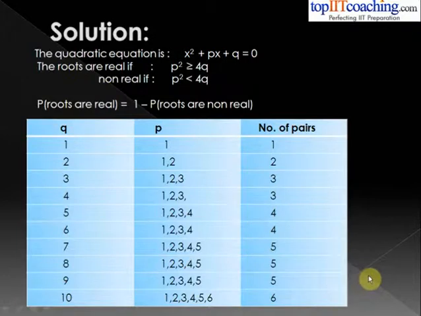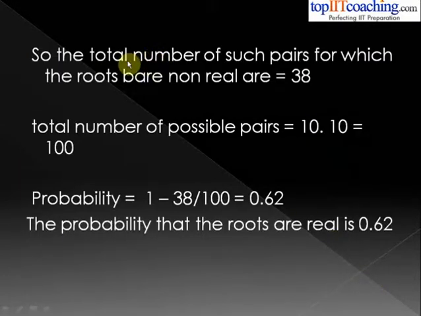Now, when we add all these numbers of pairs, we get the total number of such pairs for which roots are non-real as 38. Also we see that the total number of possible pairs is 10 into 10, as q can have 10 values and p can have 10 values, so such pairs are 100. Thus the probability that the roots are real is equal to 1 minus 38 by 100. 38 by 100 is the probability that roots are non-real, and so we get the probability as equal to 0.62.